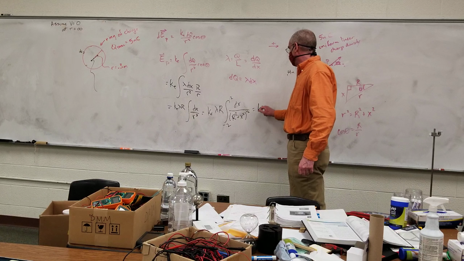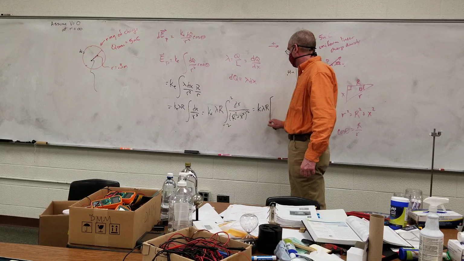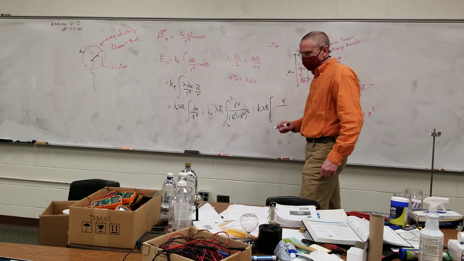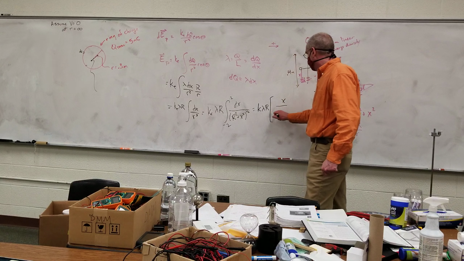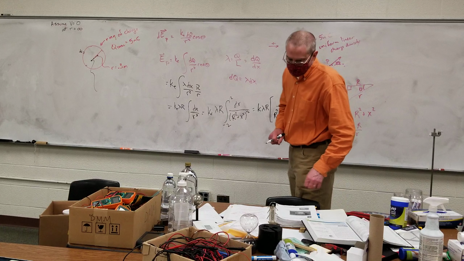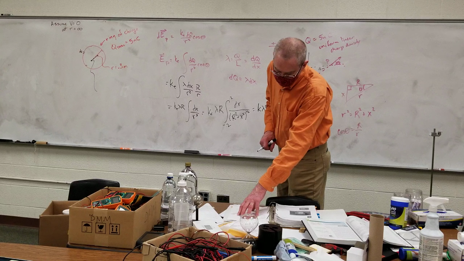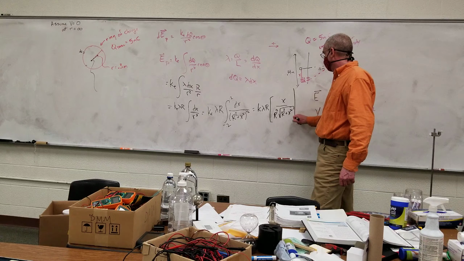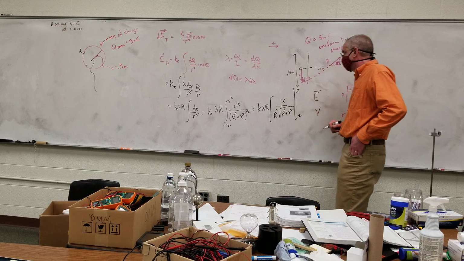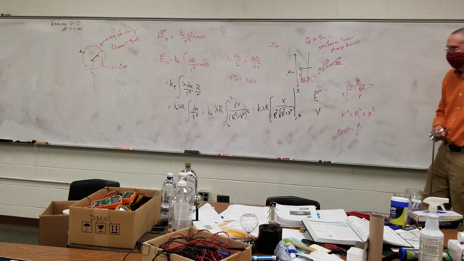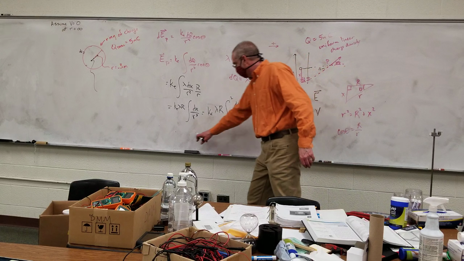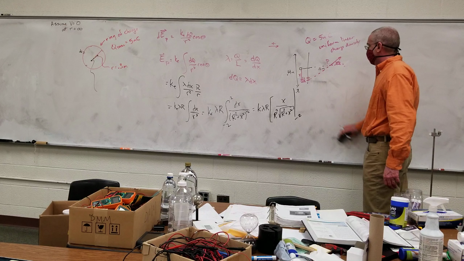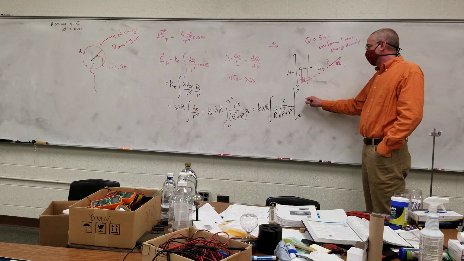So I got K lambda R, and then that integral is X over big R squared, square root of big R squared plus X squared, from negative 0.2 to 0.2. And now it becomes the calculator exercise for the most part.